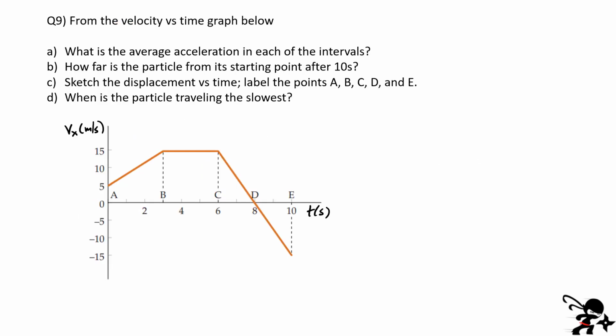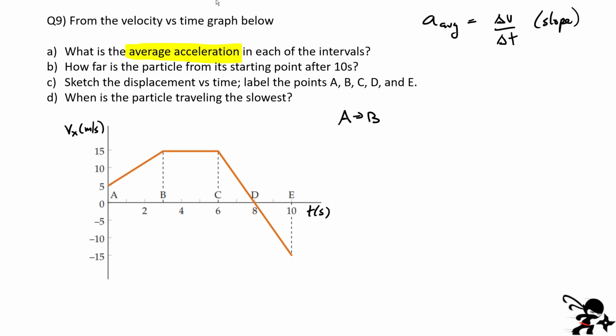All right, question 9 says we have a velocity versus time graph. First question is, what is the average acceleration for each time interval? Okay, so average acceleration, my definition here, is simply the slope of the graph if you're looking at a particular time interval. So pretty straightforward calculation. We've got 1, 2, 3, 4 time intervals. Let's just do it for each one.